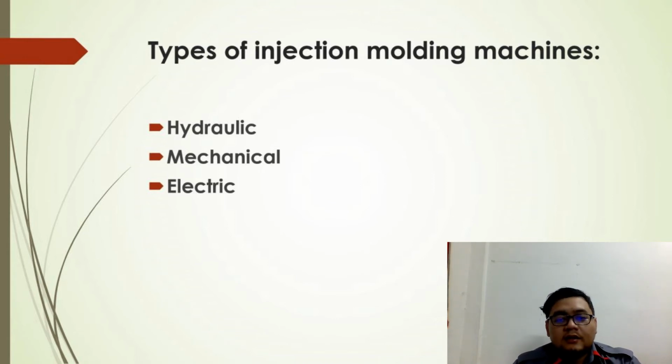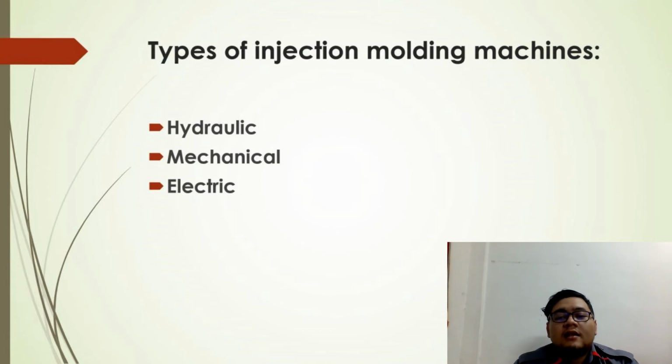Second is mechanical. Mechanical type machines use the toggle system for building up tonnage on the clamp side of the machine. Tonnage is required on all machines so that the clamp side of the machine does not open due to the injection pressure. If the tool half opens up, it will create flash in the plastic product.